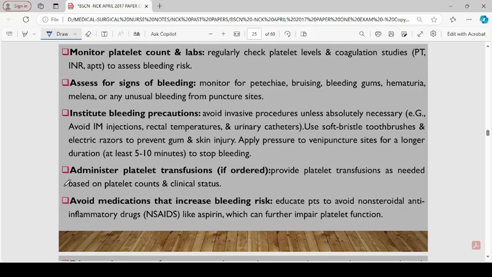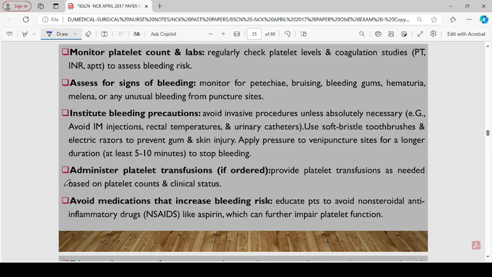You need to avoid IM injections, rectal temperatures, and urinary catheters. Use soft bristle toothbrushes and electric razors to prevent gum and skin injury. Apply pressure to the venipuncture sites for longer than the usual duration, at least 5 to 10 minutes, to stop the bleeding. Administer platelet transfusions if ordered.